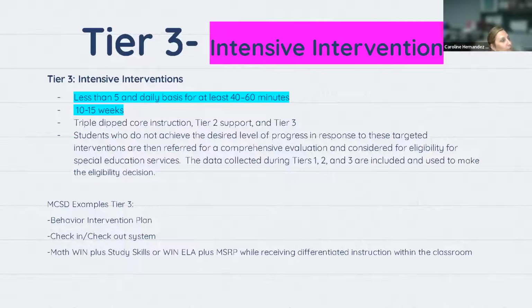Tier 3 or intensive intervention is typically less than 5 students and on a daily basis for usually about 40 to 60 minutes, depending on the age of the student. We typically would see this for 10 to 15 weeks. And something really important to mention is that this is essentially a triple dip of core instruction. So we have the core instruction, we have a tier 2 support that might be something like every other day.